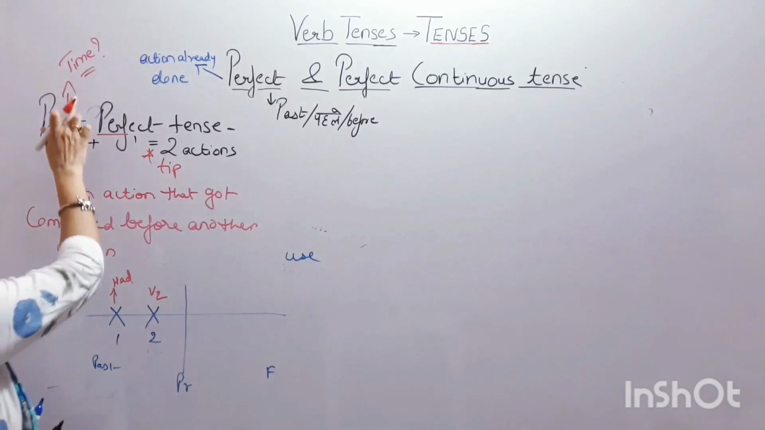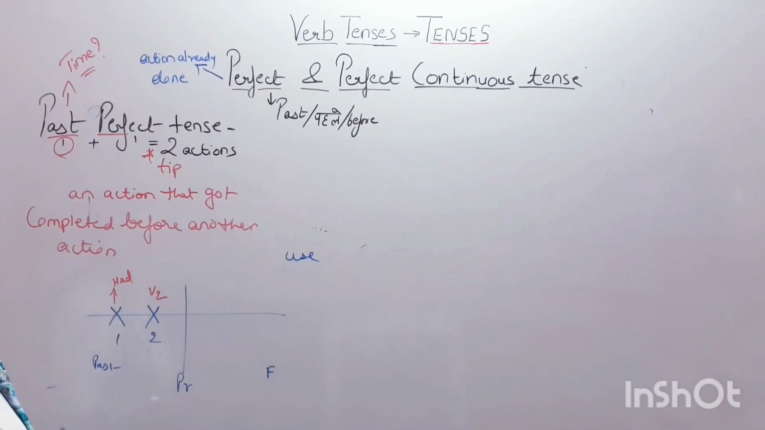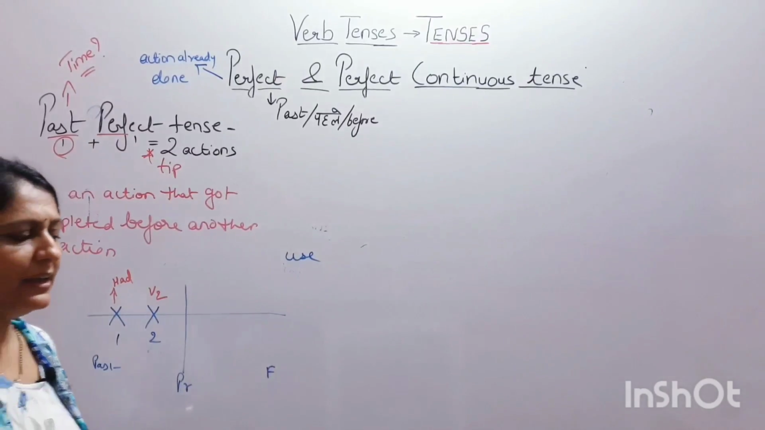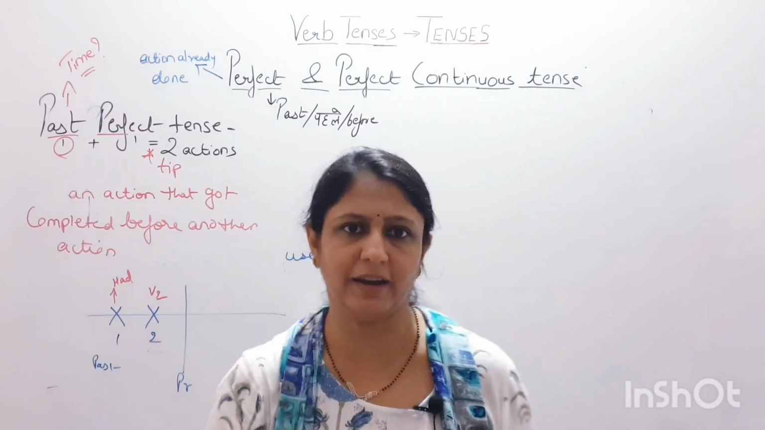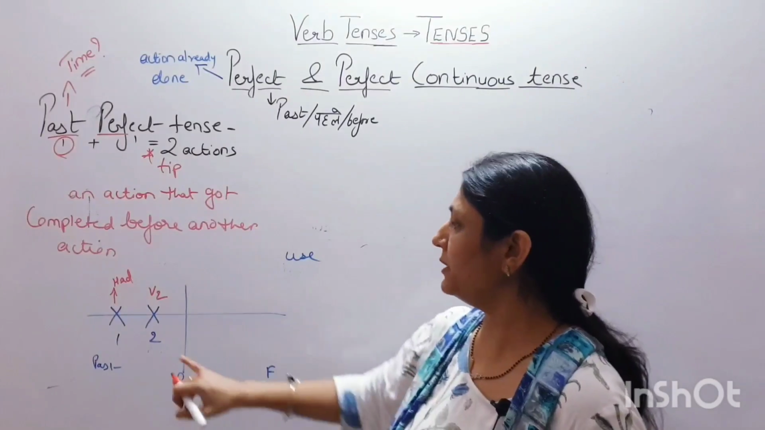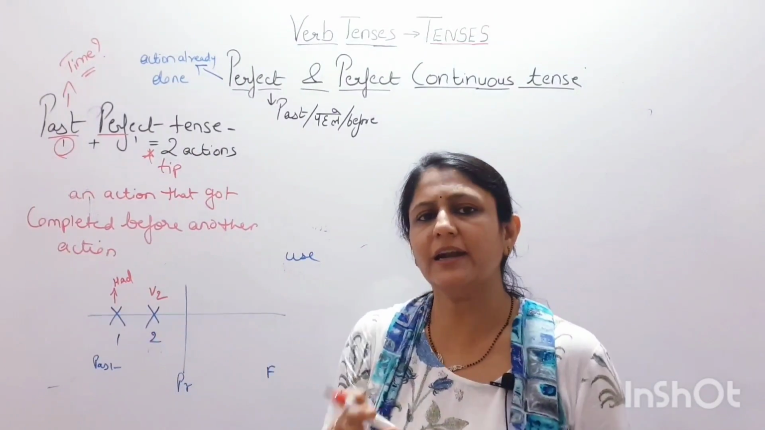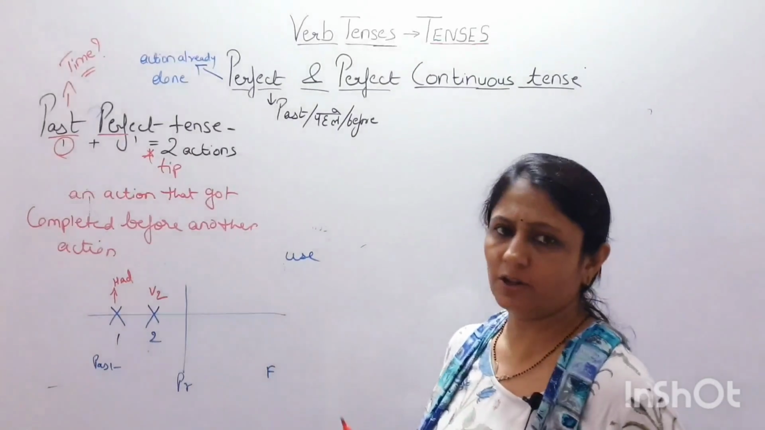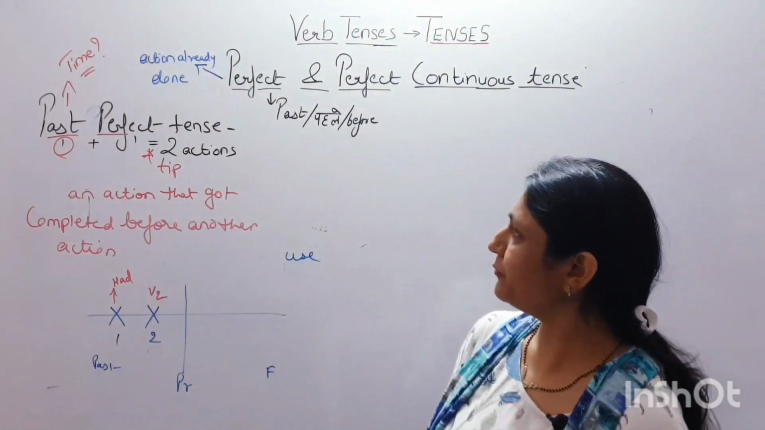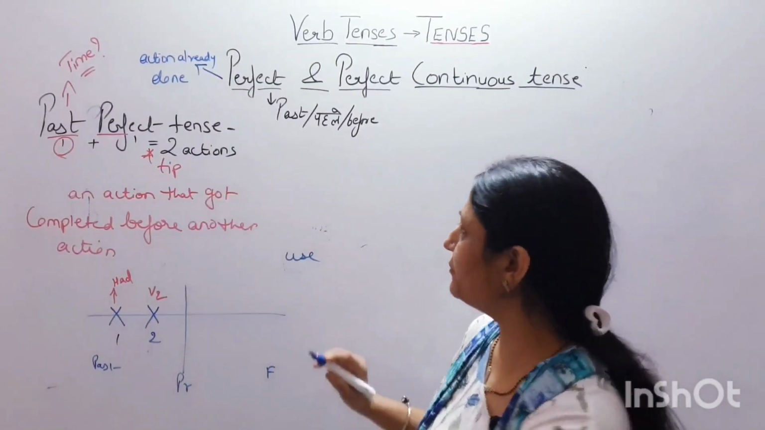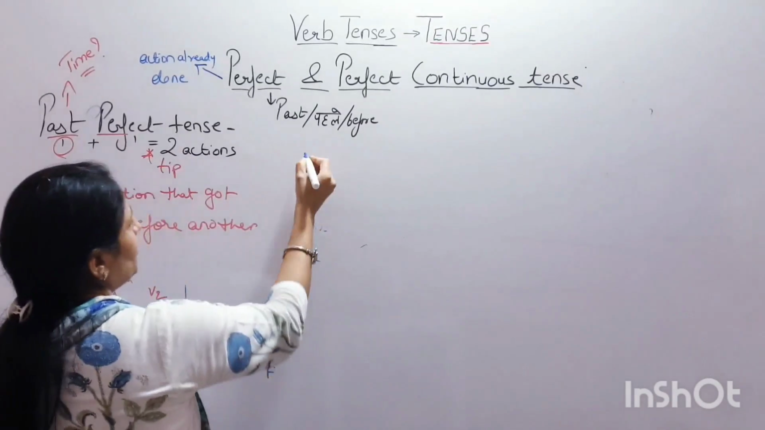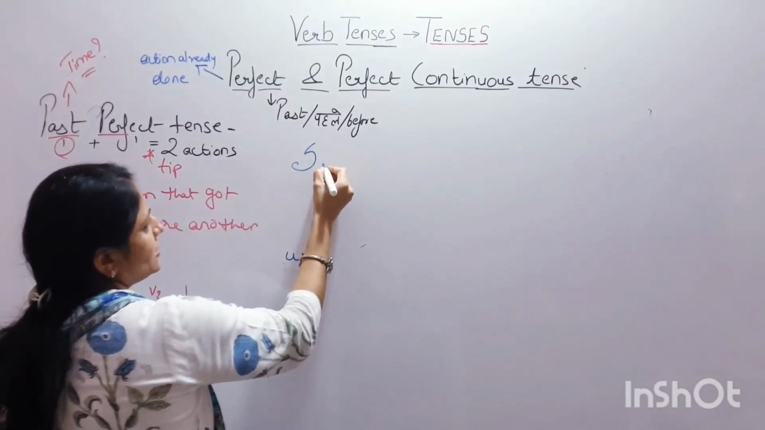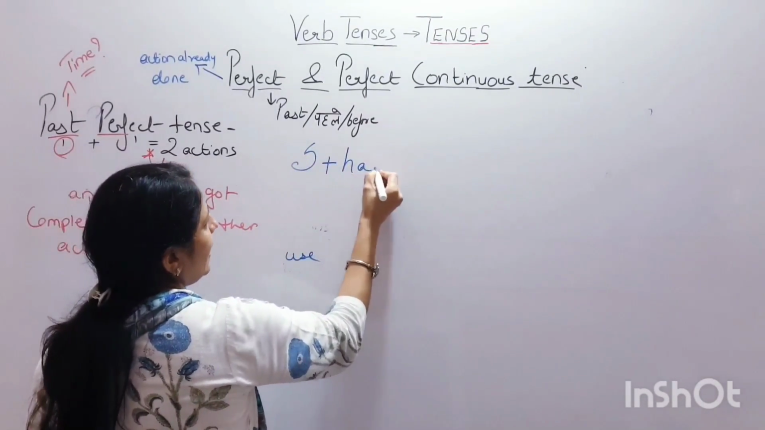When we are mentioning the time of the action, it can be mentioned directly, it can also be mentioned indirectly. How? By means of a second action or directly by stating the time. How we are going to tell this? I will tell you by the example. But before, what is the formula of past perfect tense? Let's learn the formula. Subject plus had.